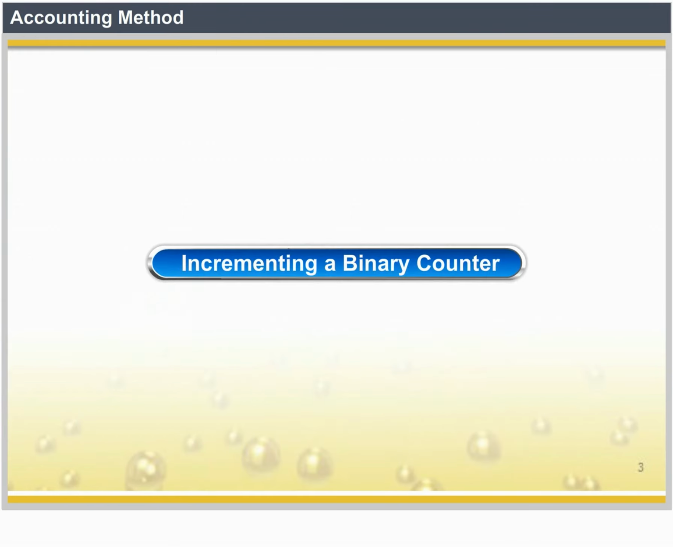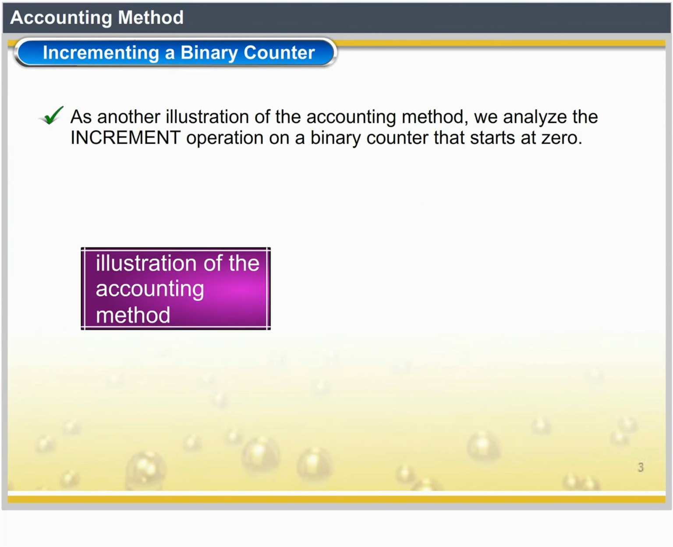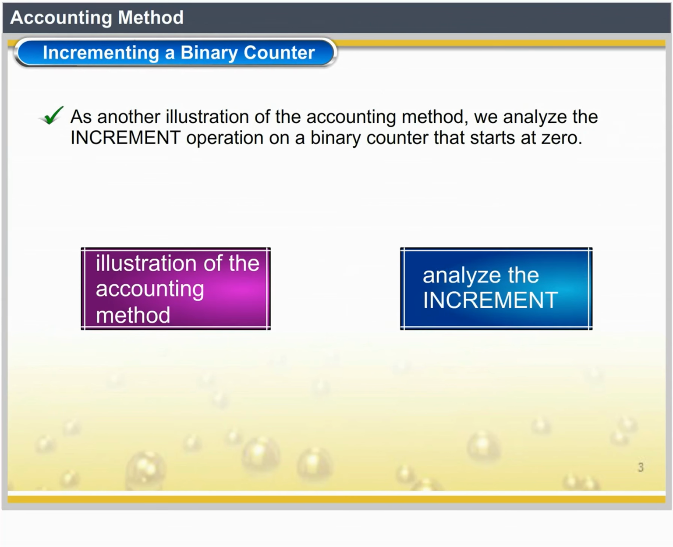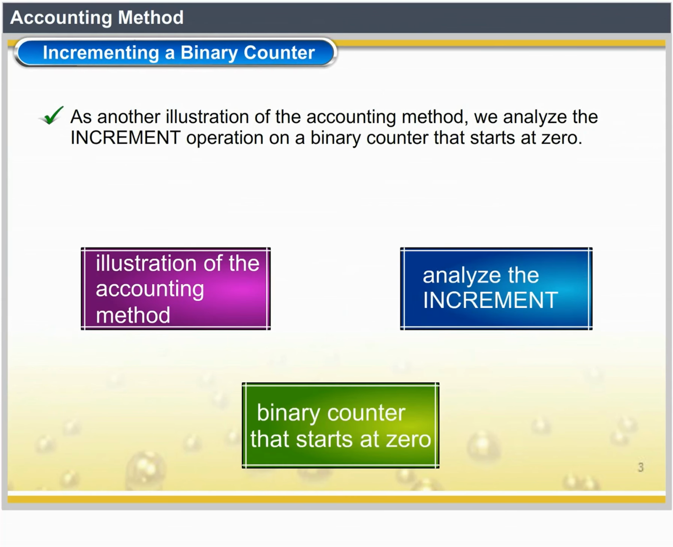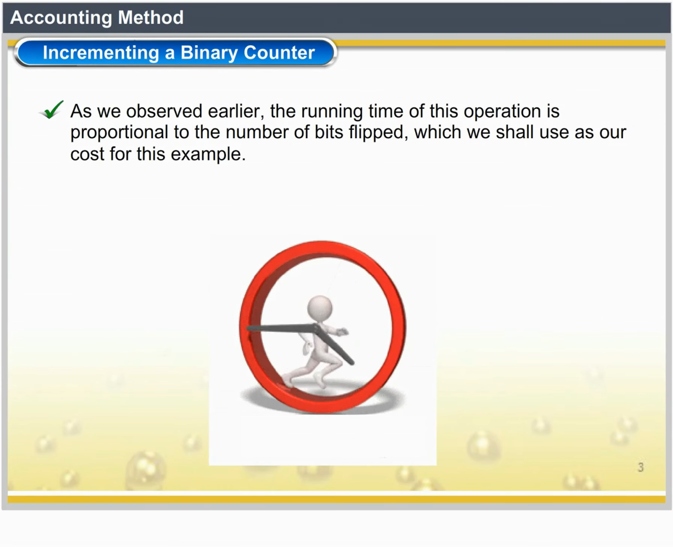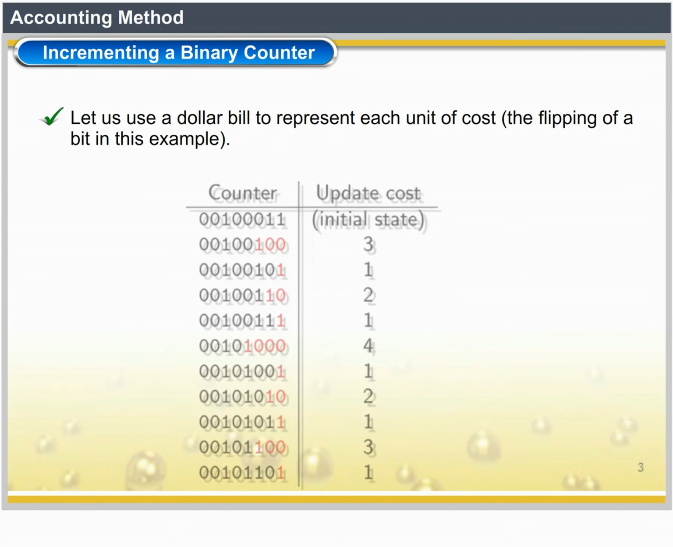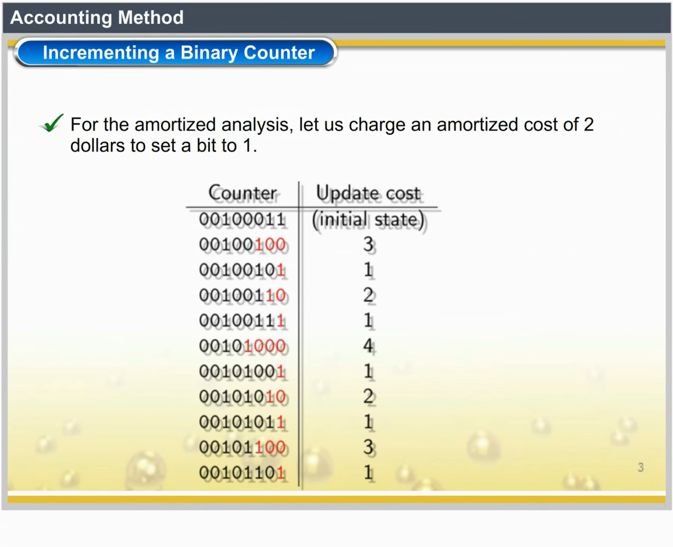Incrementing a binary counter. As another illustration of the accounting method, we analyze the increment operation on a binary counter that starts at 0. As we observed earlier, the running time of this operation is proportional to the number of bits flipped, which we shall use as our cost for this example. Let us use a dollar bill to represent each unit of cost, the flipping of a bit in this example. For the amortized analysis, let us charge an amortized cost of $2 to set a bit to 1.